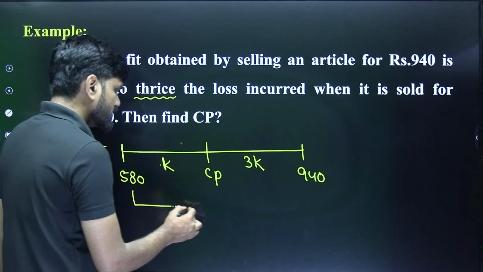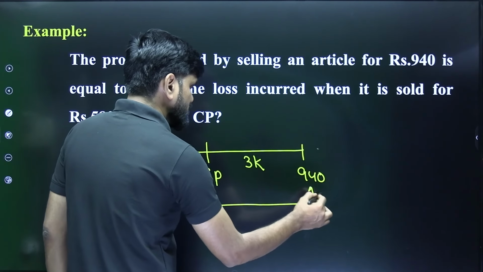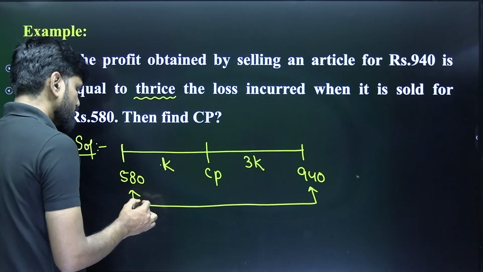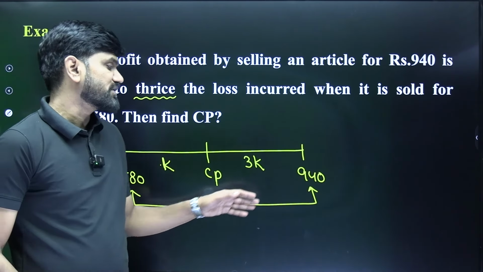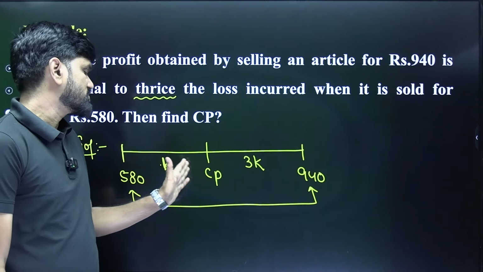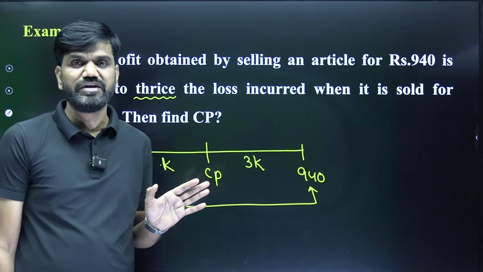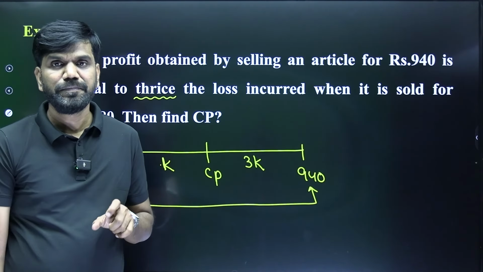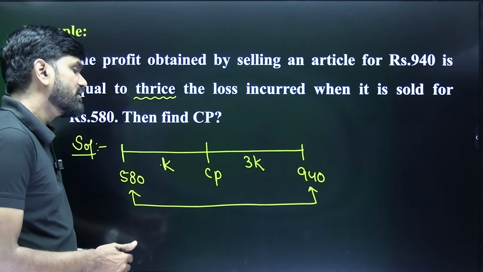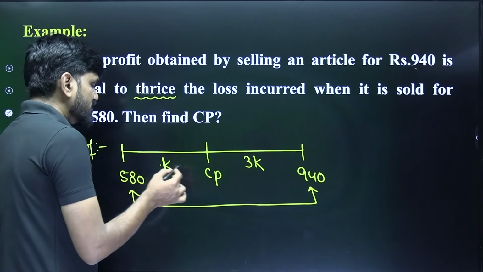From here till here, what is the distance in value? Generally, people will frame the equation 940 minus CP equal to 3 into CP minus 580. Don't do that. Not needed. I can do it in a very simple manner. How, sir? You simply check the distance in value.